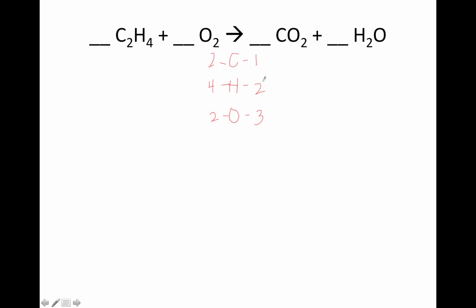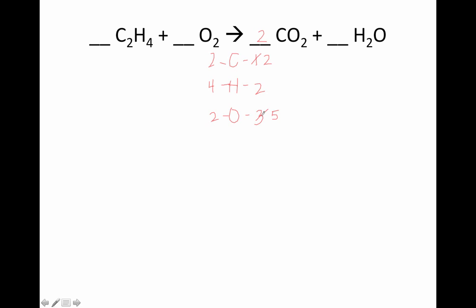All right, so what's not balanced? Well, nothing's balanced. But the easiest thing to start with is going to be your carbons. So let's start with carbons. I have 2 on the left. I need at least 2 on the right. 2 times 1 is 2 carbons. And now this also changes the oxygens. 2 times 2 is 4 oxygens, plus another 1 gives me 5. Okay? So now carbons are balanced.